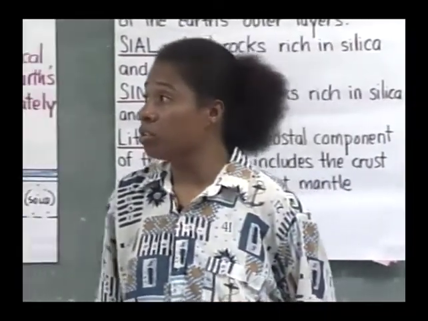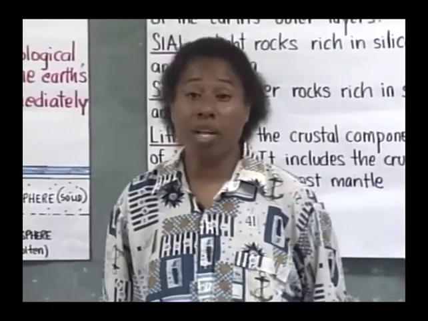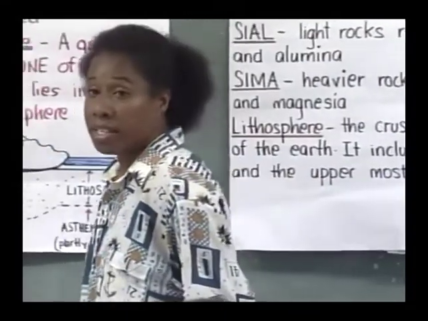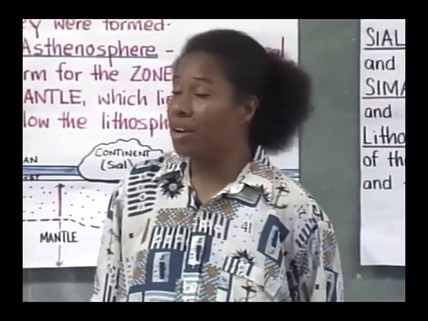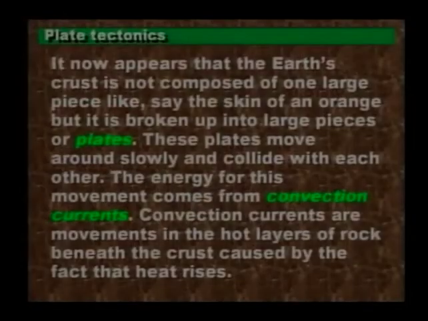From what we have covered so far on the characteristics of the crust mainly, it appears that the Earth's crust is not composed of one large piece, like the skin of an orange or the skin of an apple. Imagine an apple or an orange. If you peel the skin of an orange, it's a little bit thick, but compared to that, the skin of an apple is very thin. So when we look at the crust, we find that it is not composed of one large piece like the skin of an orange or an apple.